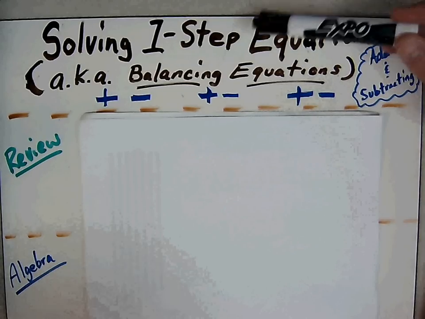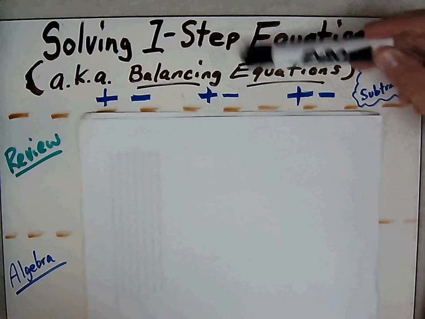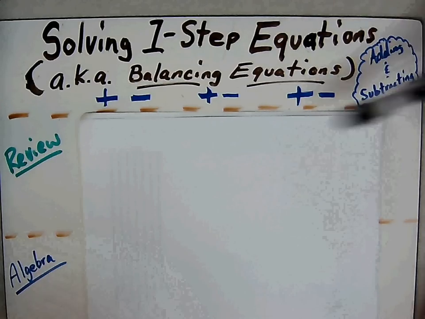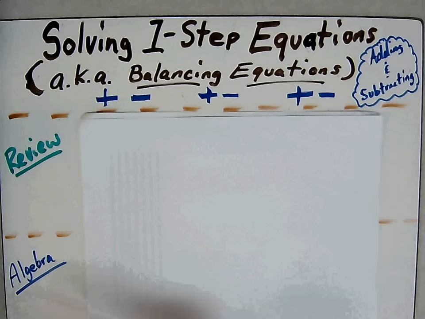And we just got done with combining like terms and distributive property. So now we are starting the actual real algebra, and we're going to jump into solving one-step equations. This section is adding and subtracting only. You can also think of it as balancing equations. Okay, so let me show you what I mean by balancing equations.